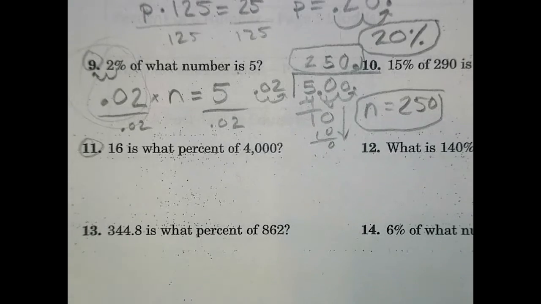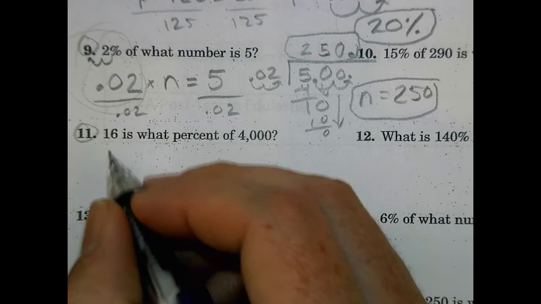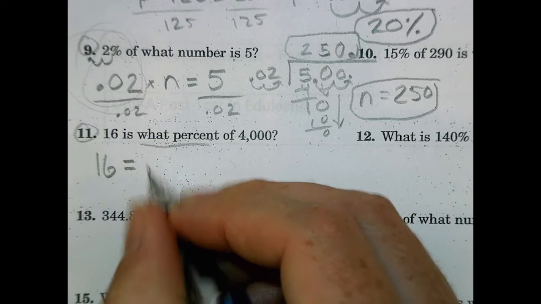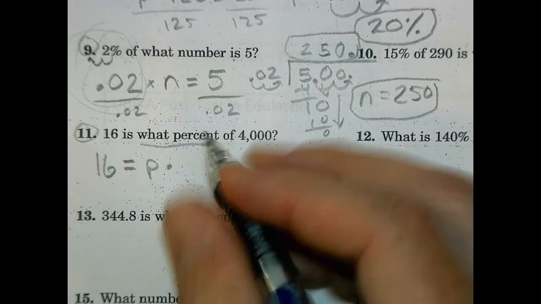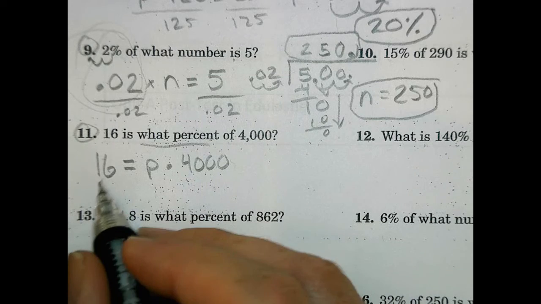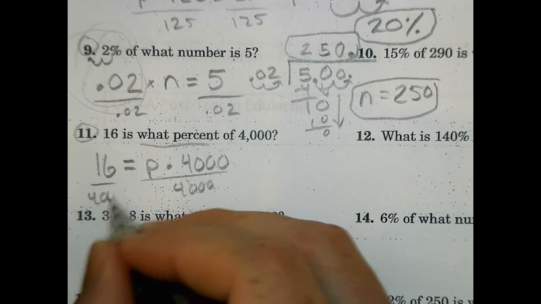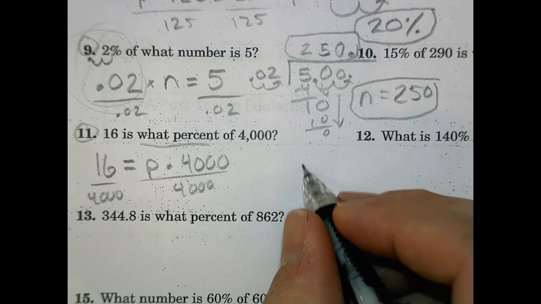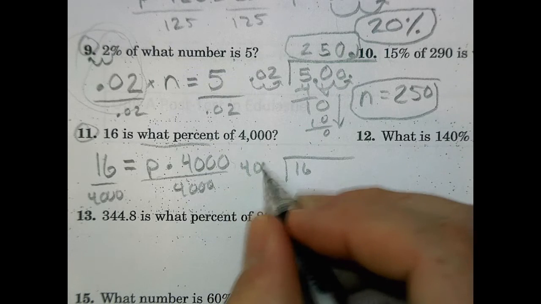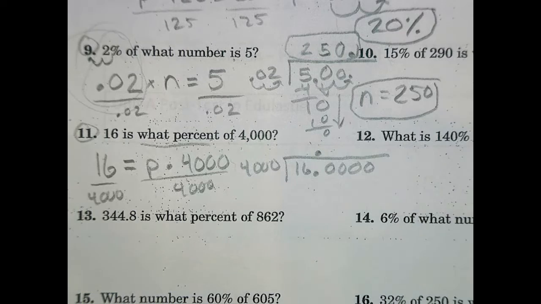Last one here to kind of look at today that I'm going to do, but you have other ones that you did on your own. So 16 is what percent? So it would be P of this times 4,000. So make sure you set it up the right way. We'll divide both sides by 4,000 in order to get the P by itself. So here's 16 divided by 4,000. So I need to add some zeros there, aren't I, right? Put a decimal point up right away.